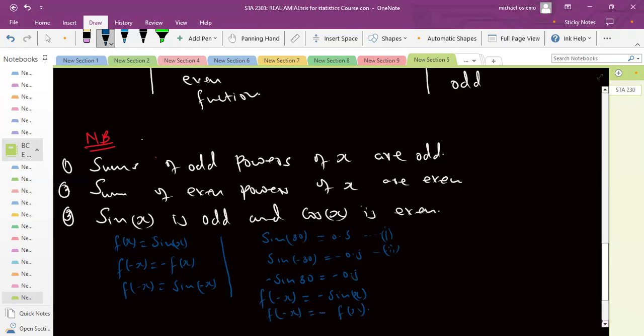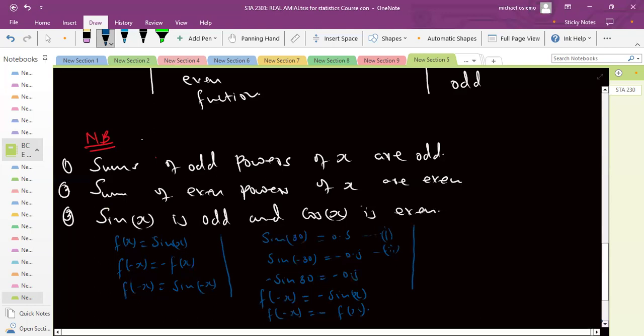You do the same for cos, but now the condition for even, as we have said, is that f of negative x is equal to f of x. So this one is the condition for even.